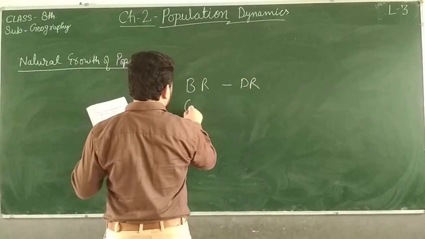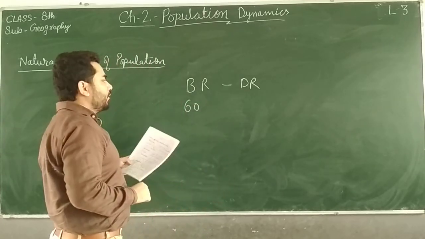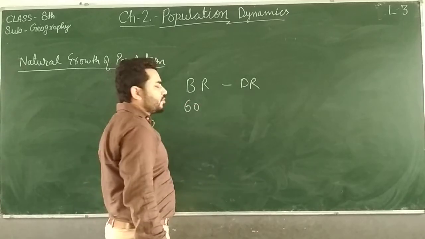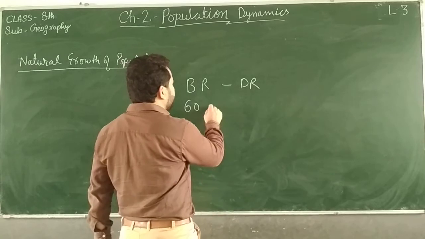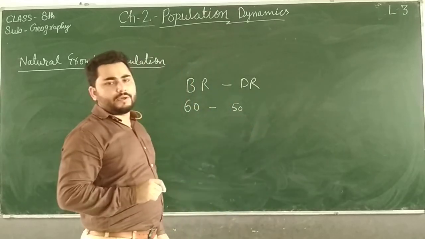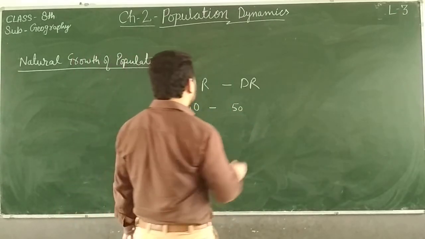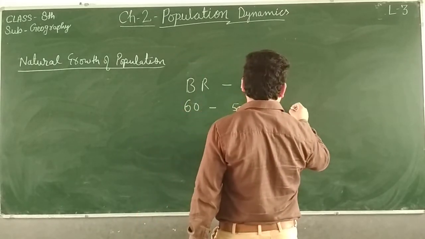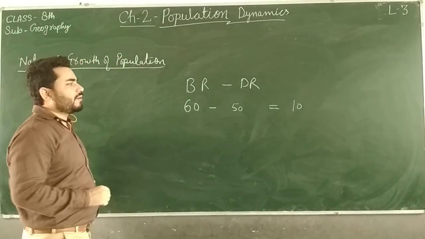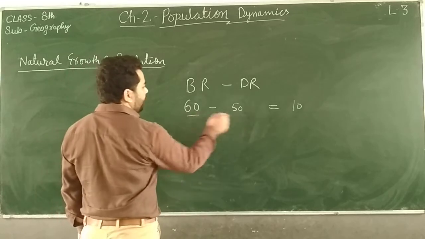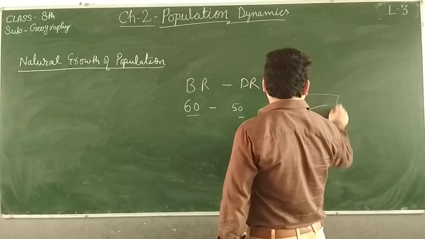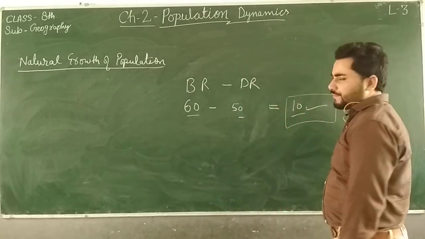Suppose the birth rate is 60 out of 1000 population, so 60 children are taking birth, and likewise 50 elders are dying. So its natural growth of population will be how much? 10. It is the difference between the birth rate and the death rate. If birth rate is 60 and death rate is 50, the natural growth rate will be 10. It means that at the rate of 10, the population of a place is increasing.